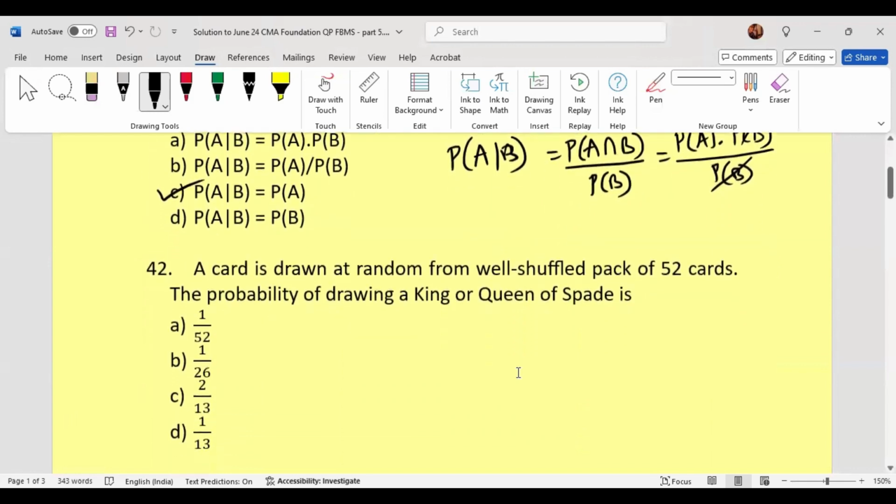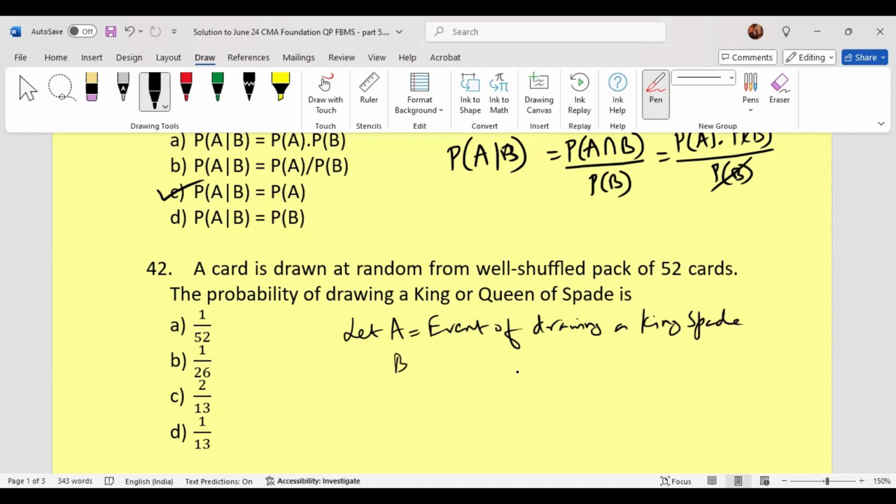A card is drawn from a well-shuffled pack of 52 cards, the probability of drawing a king or queen of spade is what? See, let A equal to event of drawing a king spade. Then B, event of drawing a queen spade. These two are mutually exclusive because you cannot have king and queen together in spade. So we are interested in finding king or queen of spade. That means probability of A union B.